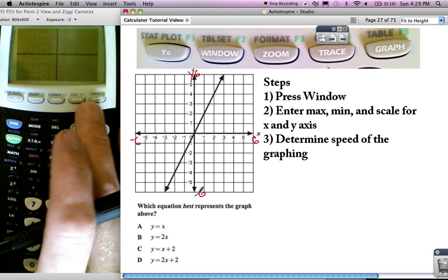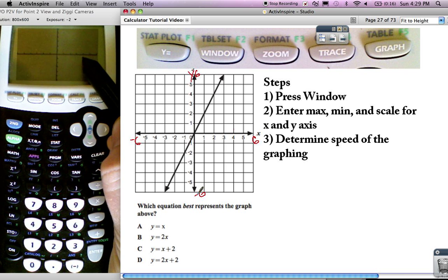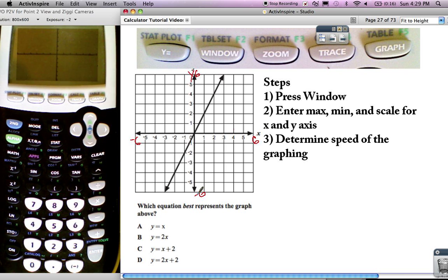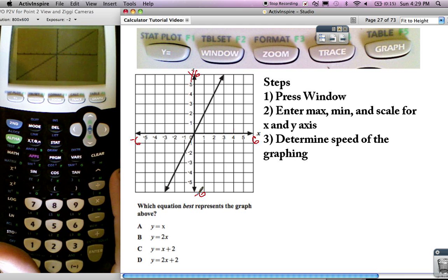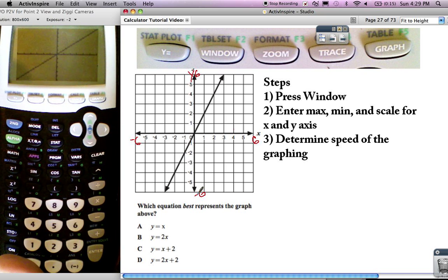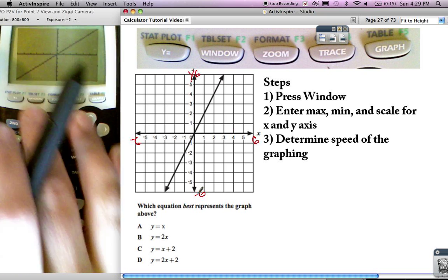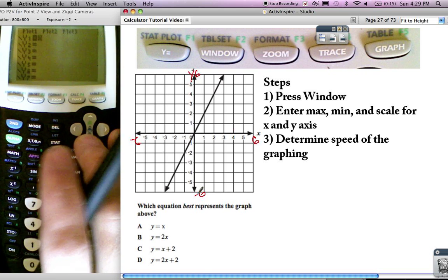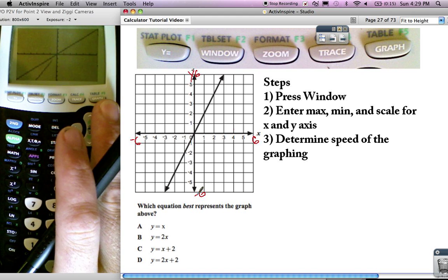Now when I hit graph, you can see it's counting 1, 2, 3, 4, 5, 6, just like my graph here. All right. So what I'm going to do is go to y equals. I'm going to type in y equals x, and hit graph. And I can just look at that. Since I have my window setting exactly the way this looks, I can just see right off the bat that the slope does not match.